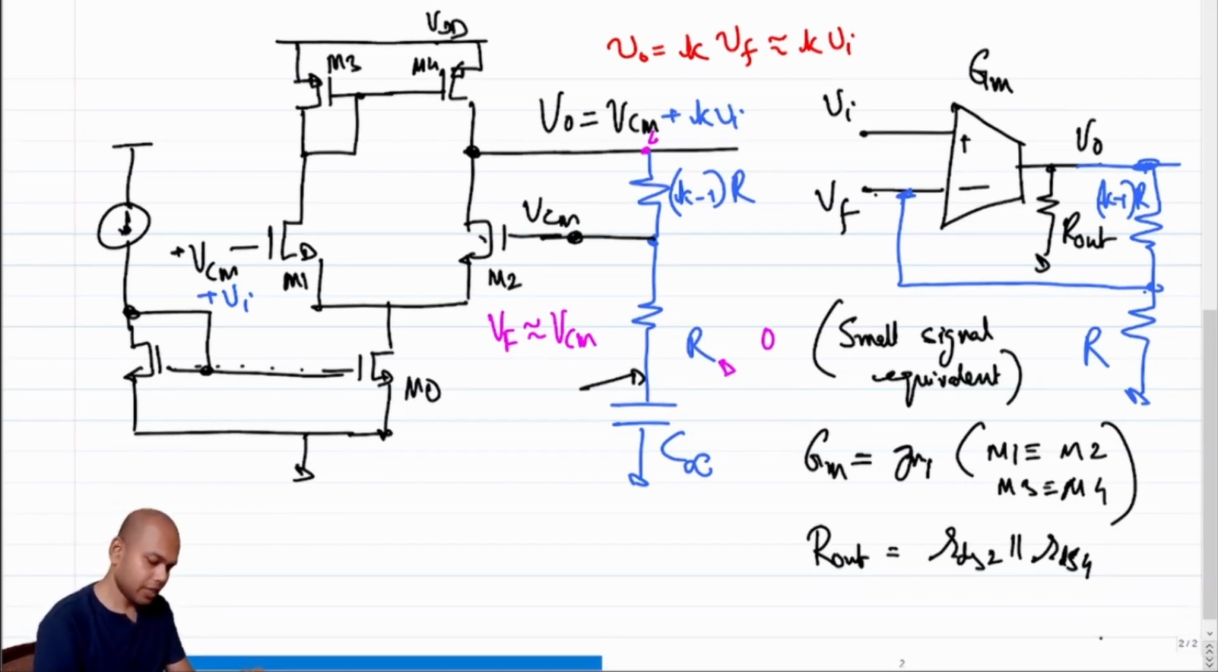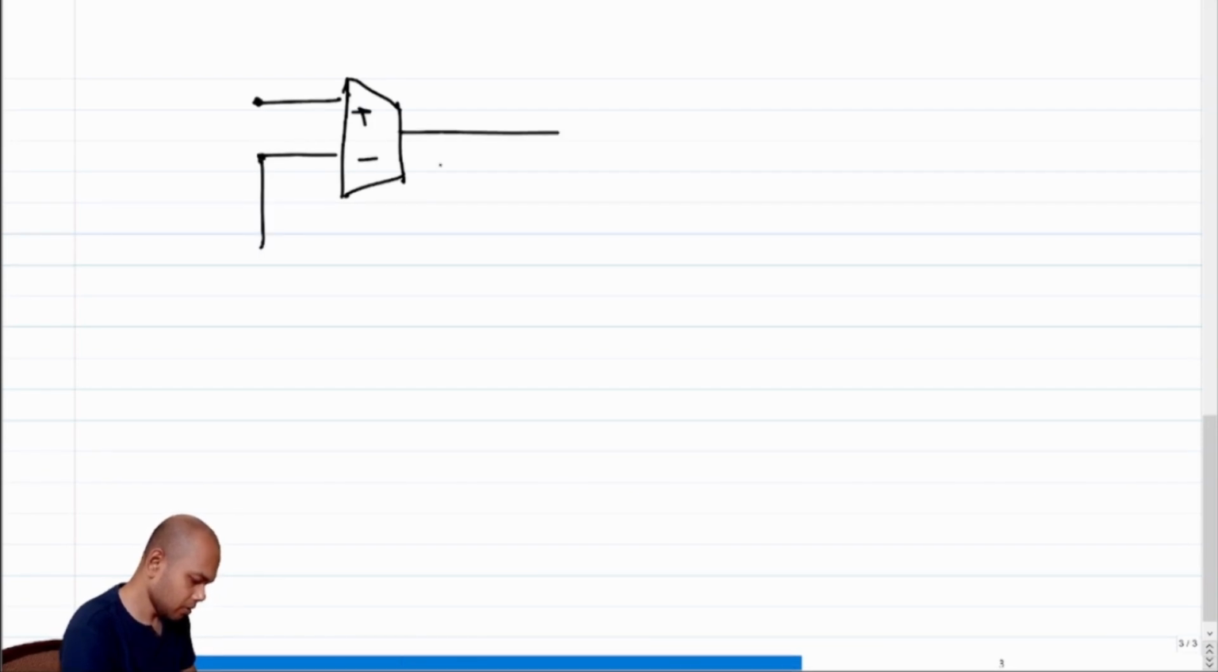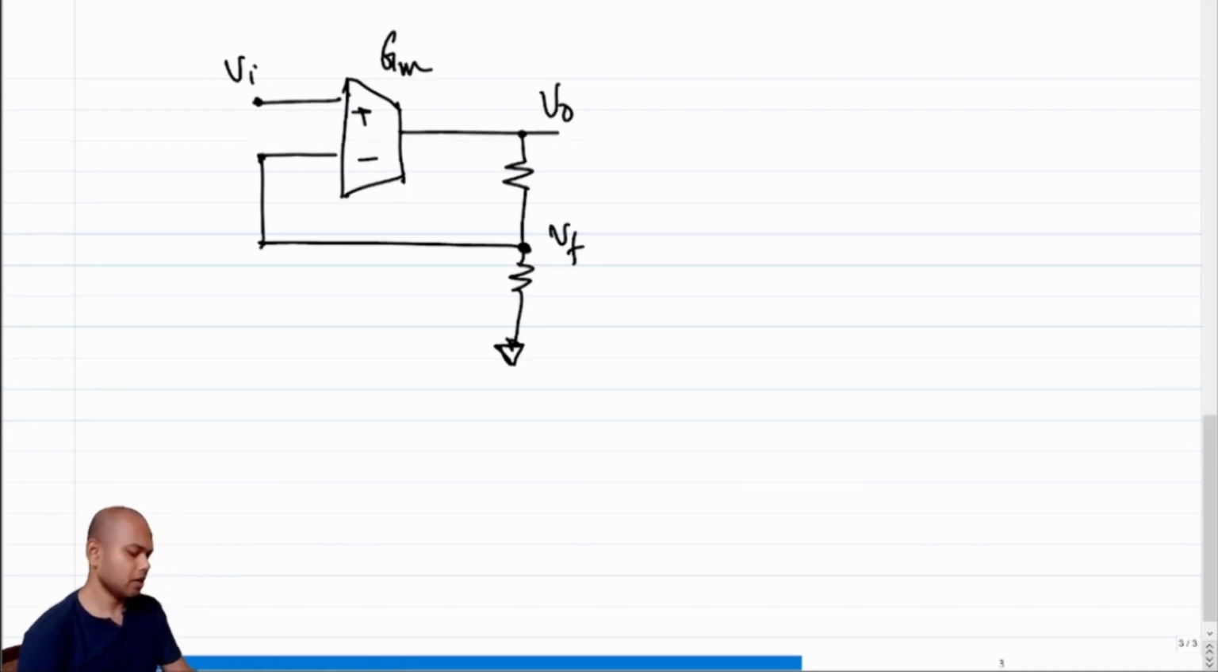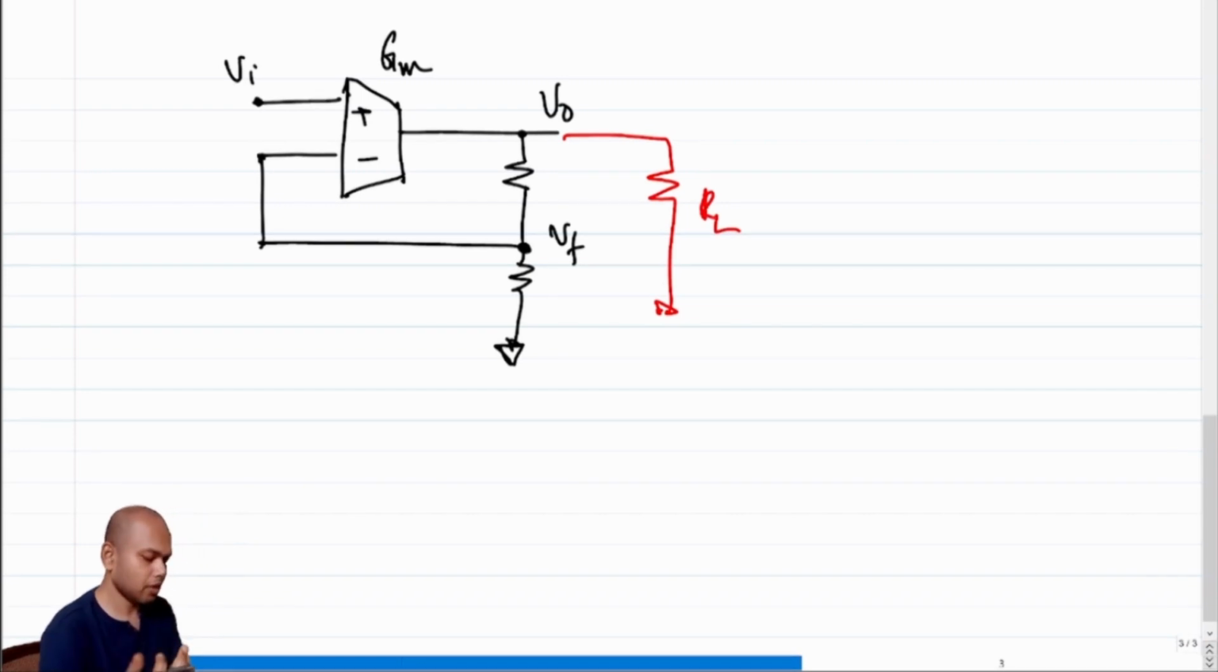Okay, fine. So let's stick to this architecture for a bit more time. Incrementally, if this is Vi, this is Vf, incrementally this is round, this is V naught, this is Gm, right? And we have to drive some output impedance. Let's say we have to drive some external load, because ultimately we make an amplifier to drive some load. So we need to figure out whether the amplifier has the capability to drive this load.